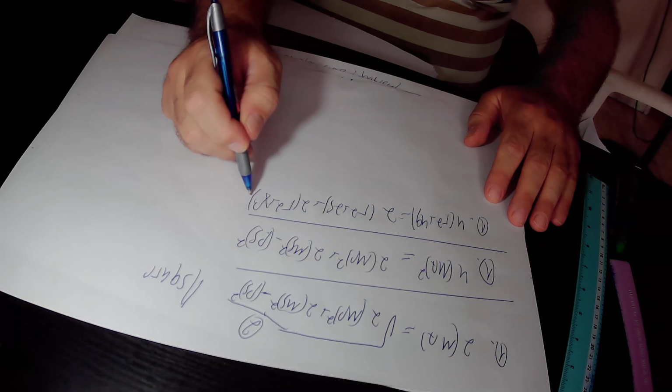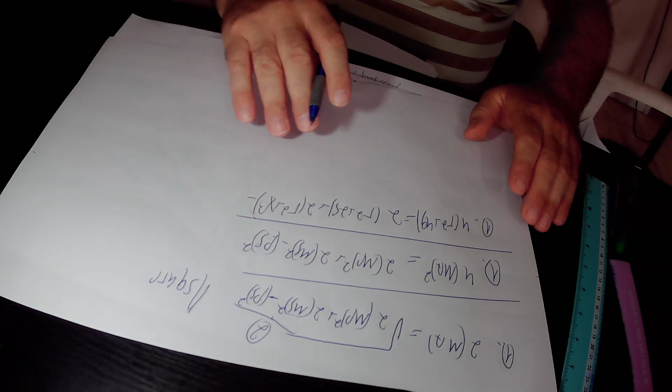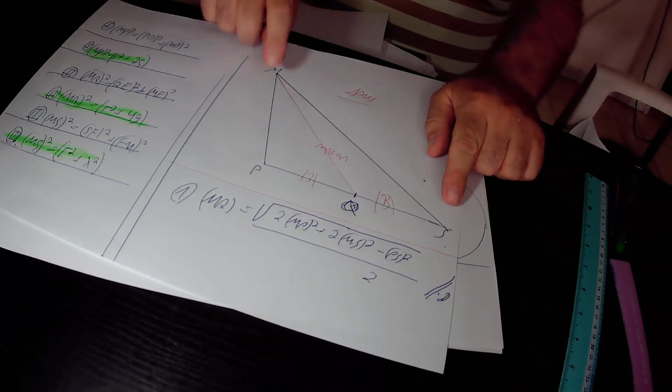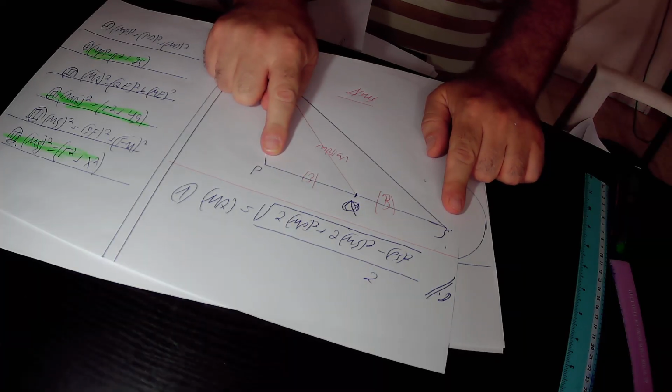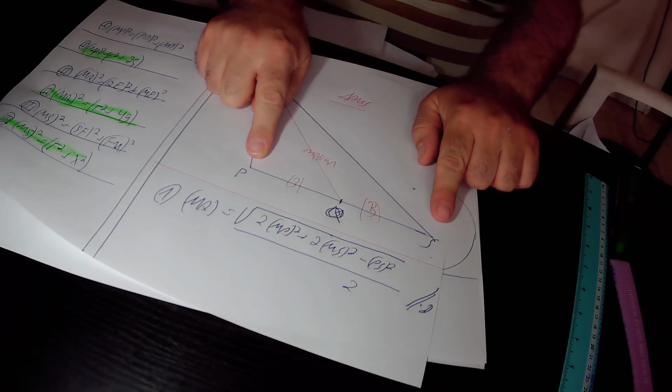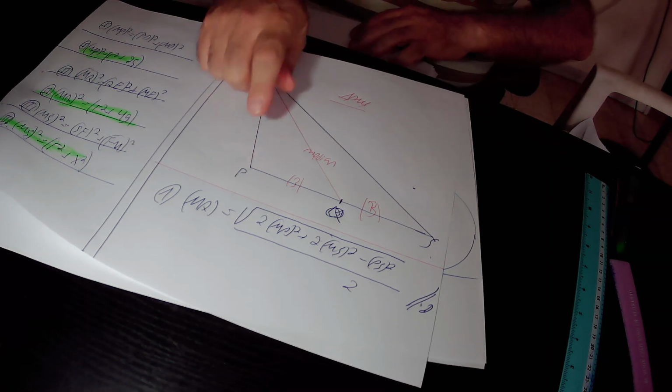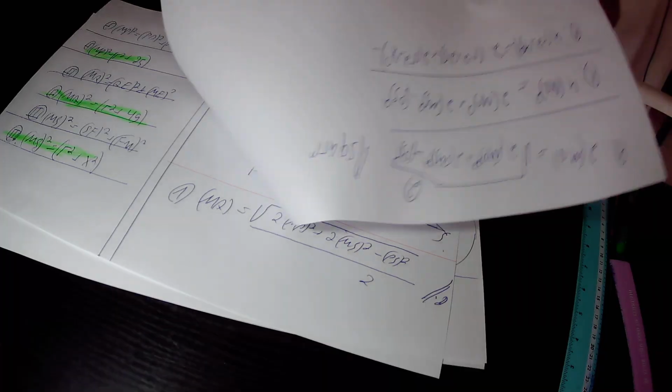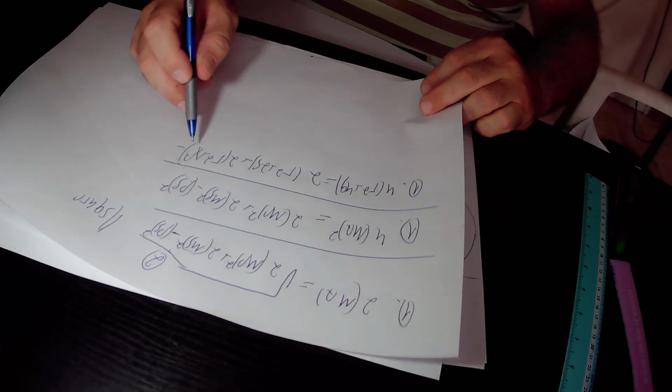And we have also minus PS squared. PS in total equals 3 plus 3, that is 6. Therefore, PS squared is 6 squared, that is 36. Therefore, minus PS squared is minus 36.